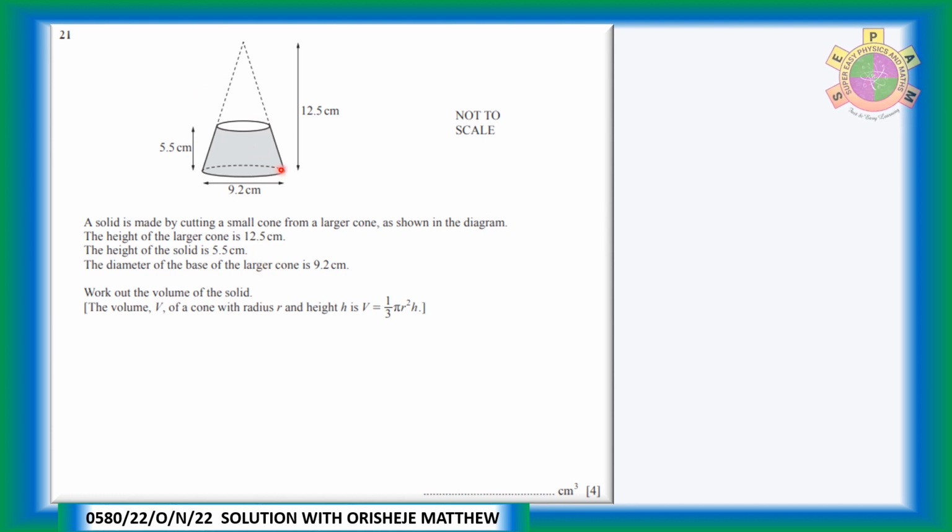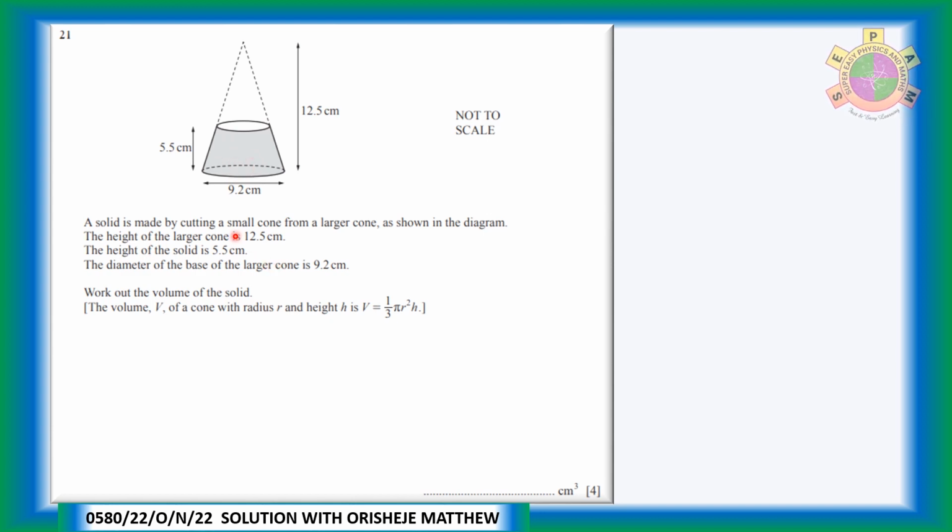So quickly, the easy way to find this is calculate the volume of the large cone, then subtract the volume of the small cone that is trimmed off. So the volume of the large complete cone, take away the volume of the small cone that is cut off, will give you the volume of this frustum which is left.